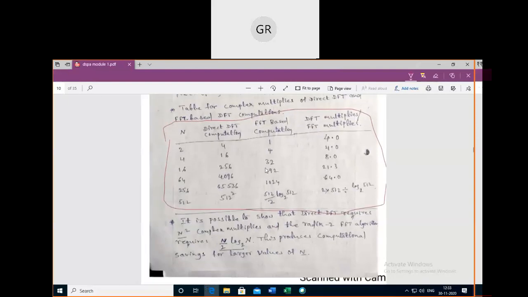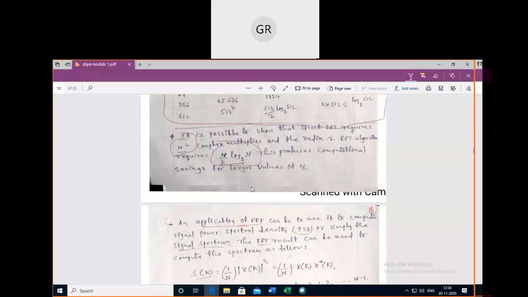Okay, this table gives how many multiplies are required for the DFT computation and how many multiplies are required for FFT based computation. Please go through this. These are the equations. For DFT, N squared multiplications, and for FFT, N divided by 2 log N with base 2 multiplications are required. Okay, please go through this.